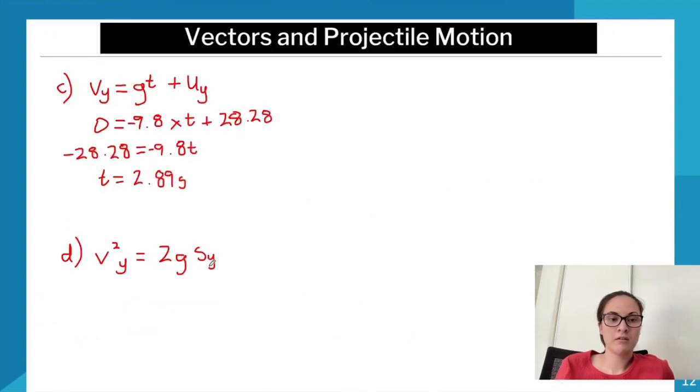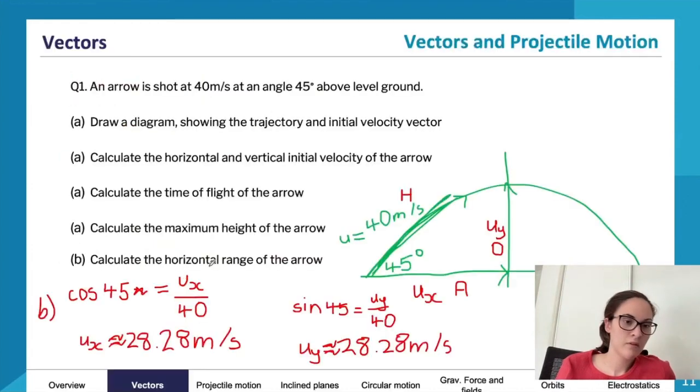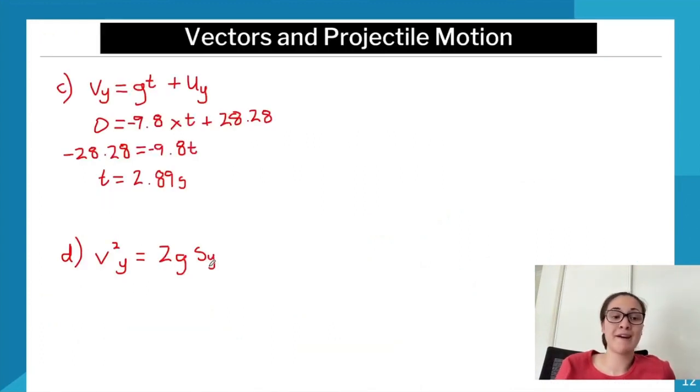Oh wait, no it's not. Is this the right formula then? Oh, sorry, I was looking at the very last one. I was meant to be looking at the one above it. Sorry if I just confused you guys. Calculate the maximum height. Yeah, then that's fine. Sy is fine, because height is dealing with the Y direction. So we need to find out what that will be.